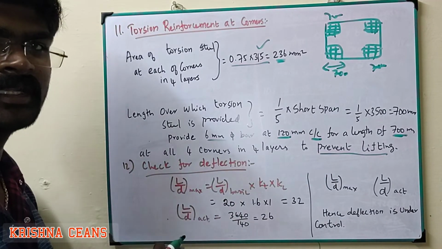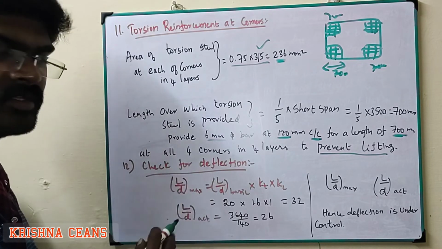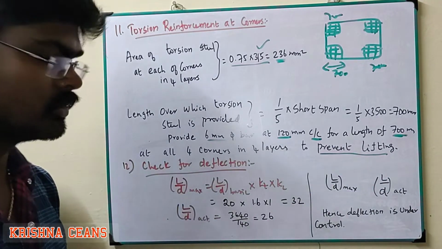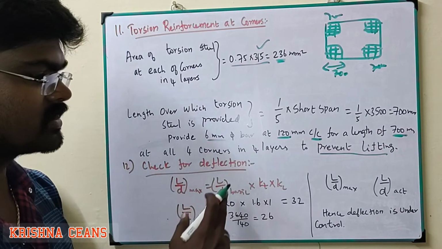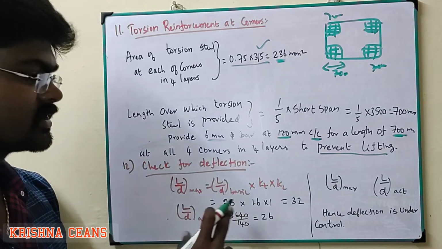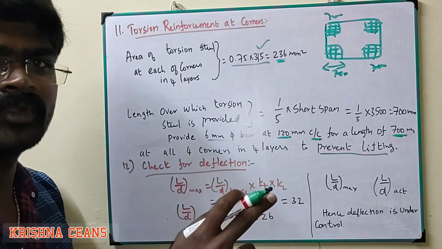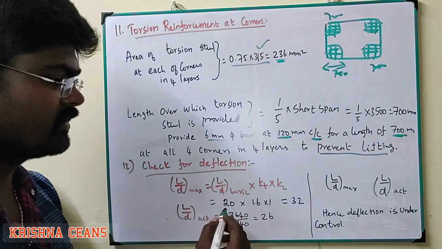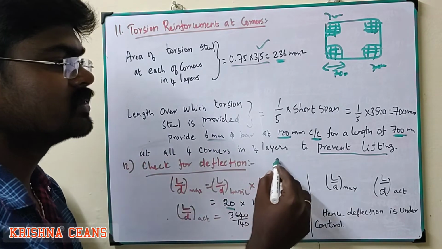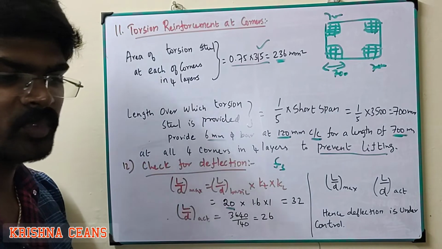So the next step is check for deflection. We need to compare L by D max with L by D actual. L by D max is L by D basic into KT into KC, which we already discussed. L by D basic for a simply supported slab or beam has a value of 20, and the KT value we need to refer based on the FS value, which is provided in the graph.